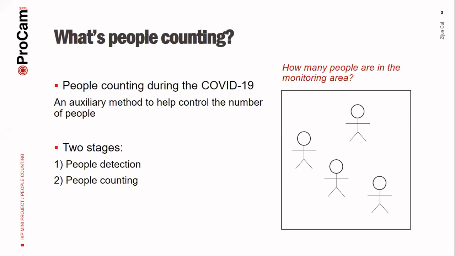Okay, so firstly, the most basic question: what is people counting? Literally, it's to count the number of people in a certain area. During the COVID period, people counting can be an auxiliary method to help control the number of people in some places. So identifying how many people are in a monitoring area is what I initially want to achieve. In this idea, this is the only question I care about. And the task can be divided into two stages, people detection and people counting.